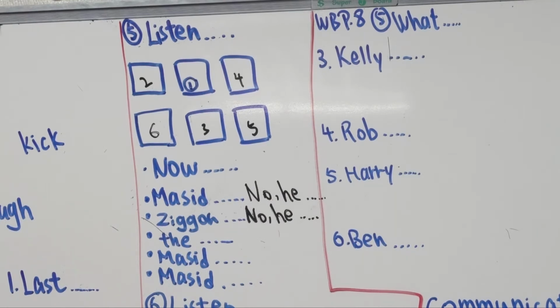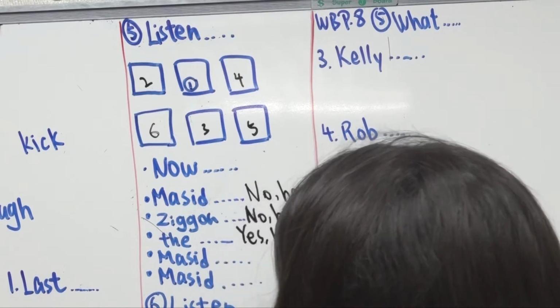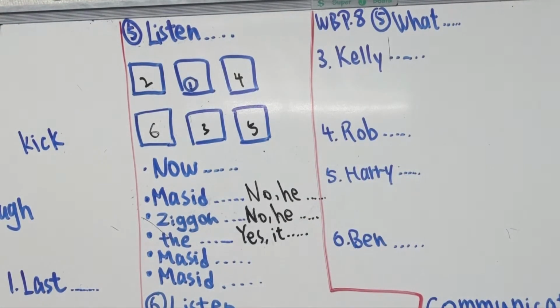Alright, next one. The third dot is: the ball land in Masid's popcorn. Yes or no? Yes. Oh, how do we ask this question in past tense? You should ask like, did the ball land in Masid's popcorn? Yes, it did. Remember, the subject here is the ball, not a person. So you have to say, yes, it did.